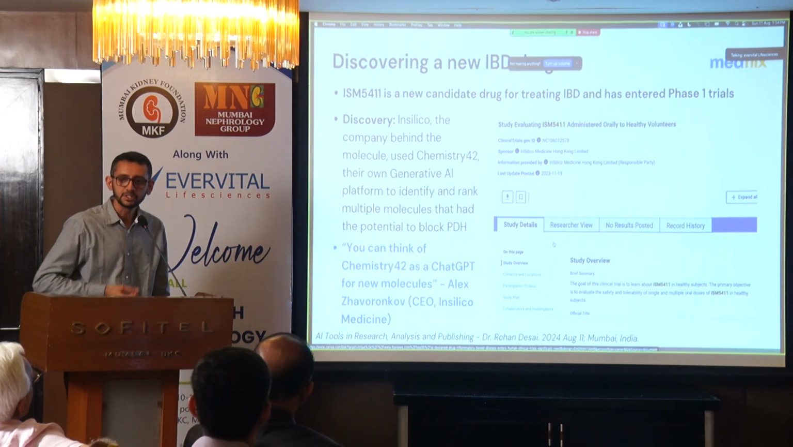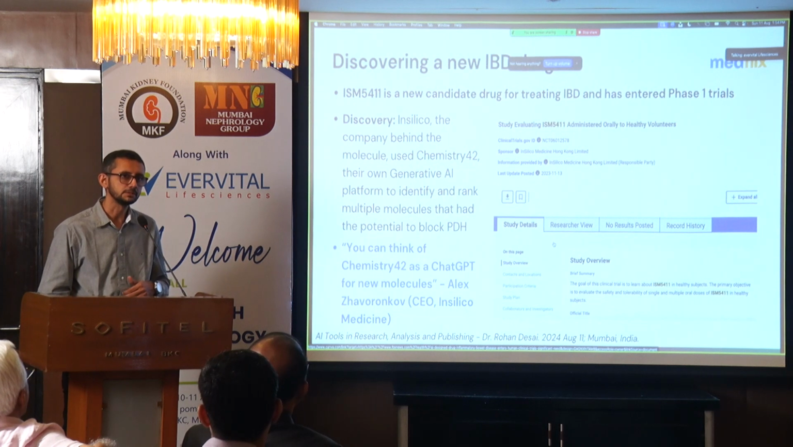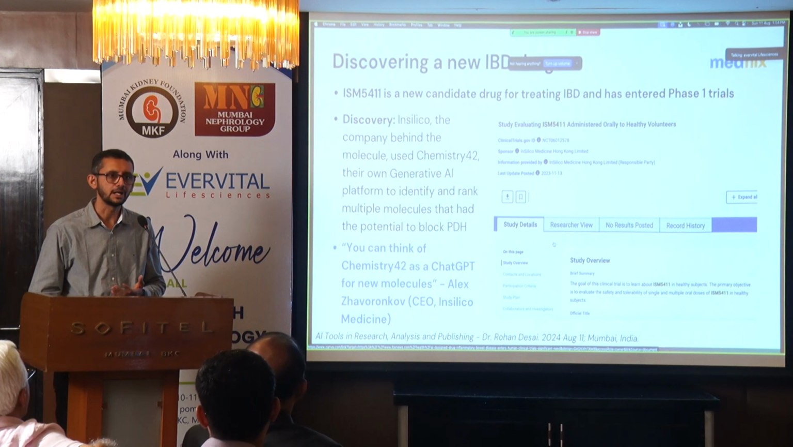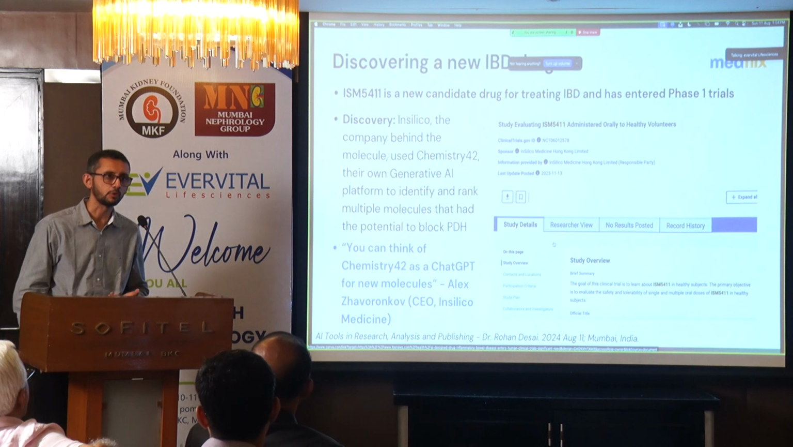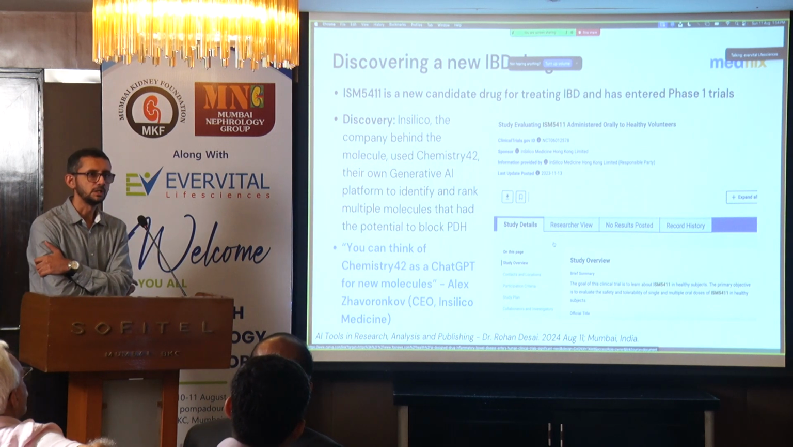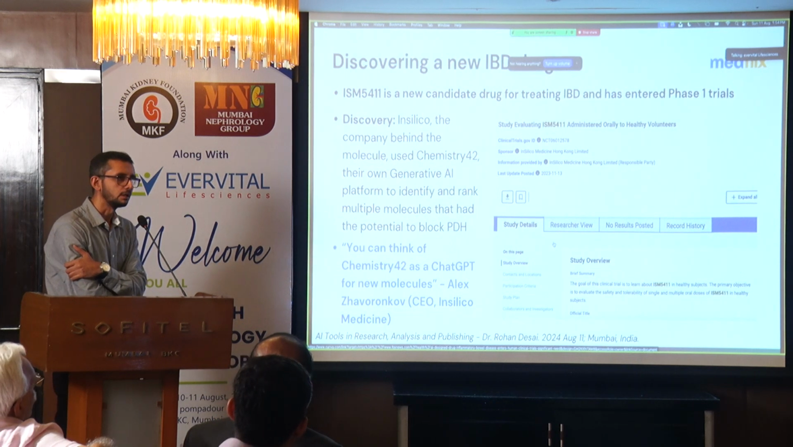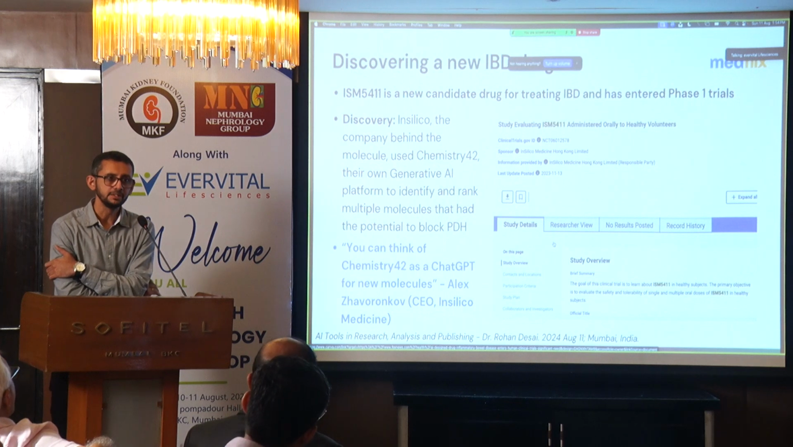There is this company called InSilico. They created their own AI called Chemistry 42, and Chemistry 42 is like ChatGPT but for molecules. What they were looking at was creating a novel molecule that will help with IBD.